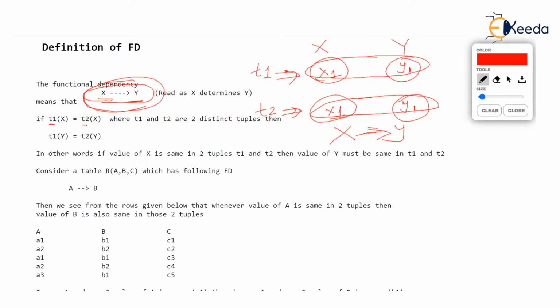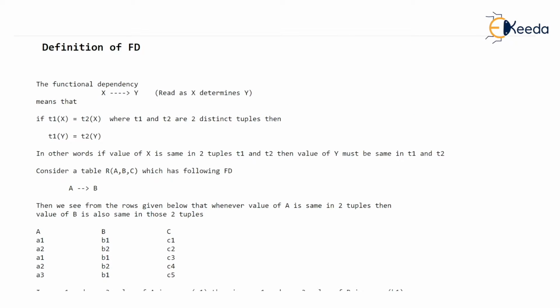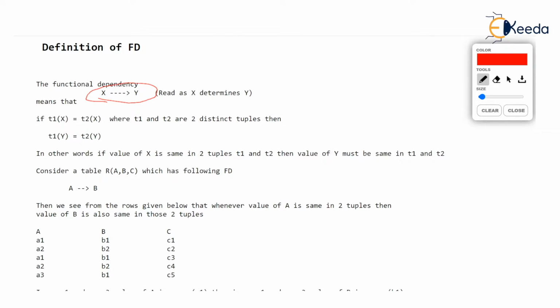In the literature of databases, we say that if X determines Y, then given two different tuples T1 and T2, with T1.X equal to T2.X, that means in tuple T1 whatever the value of X, say X1, in tuple T2 the value of X is the same, that is X1. So in these two tuples the value of X is the same, and then the value of Y has to be the same in T1 and T2. Then we say that X determines Y, that's the meaning of X determines Y.